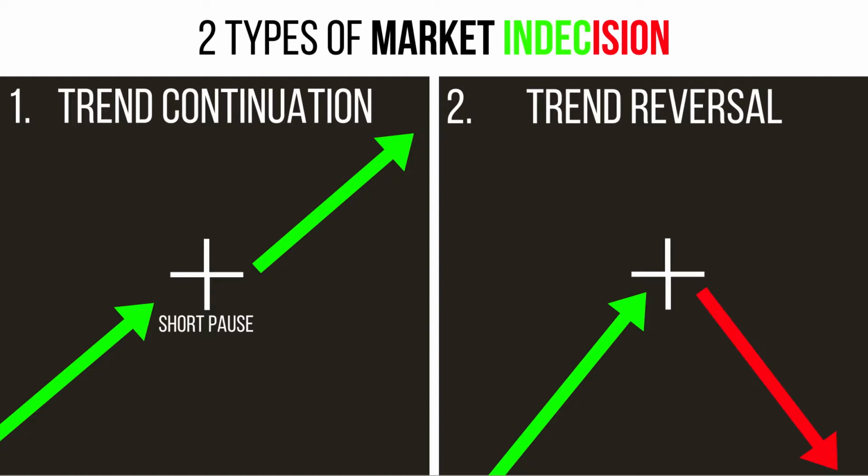Number 1. The doji acts as a pause in the direction of the trend. We may have some consolidation or sideways movement before the bullish trend continues. This is just a pause in trend, not a reversal.